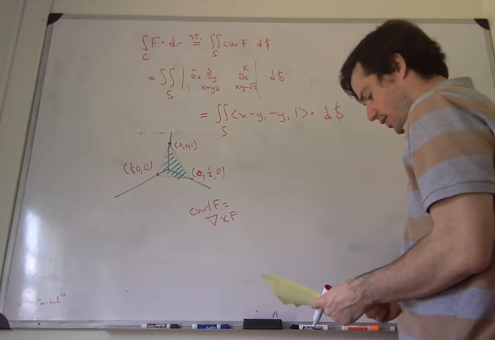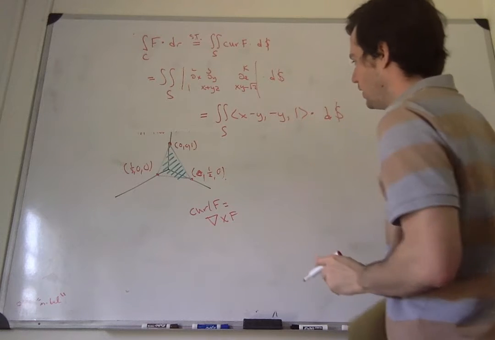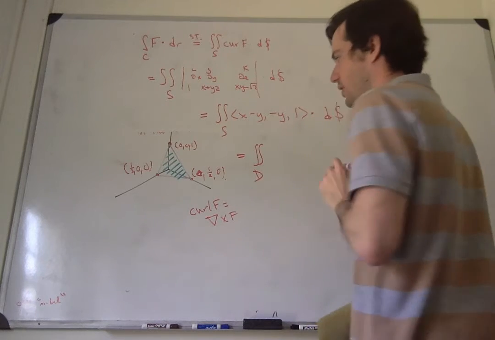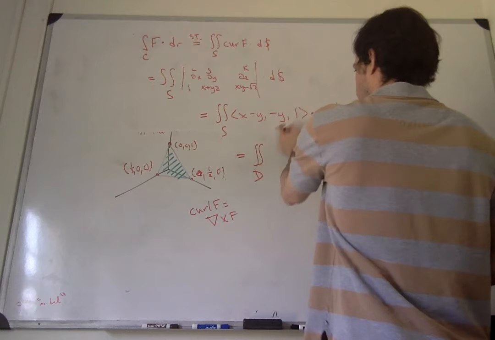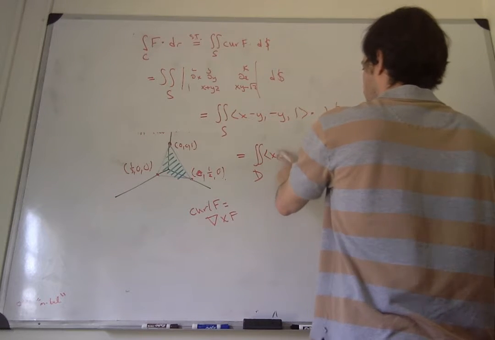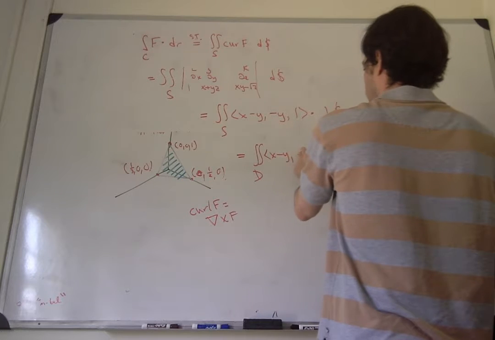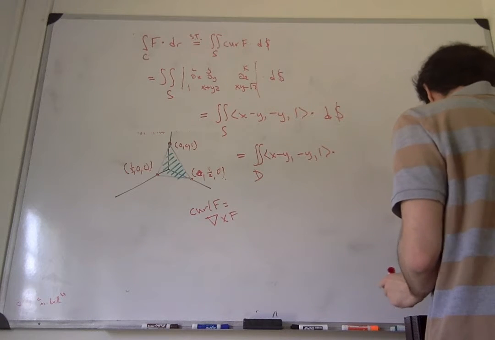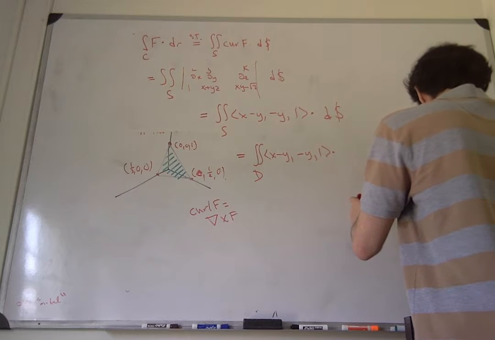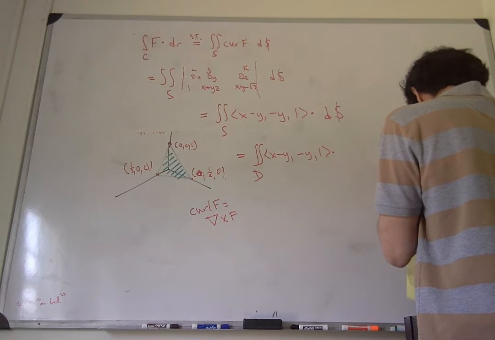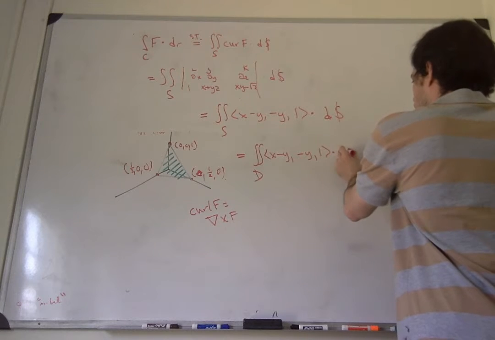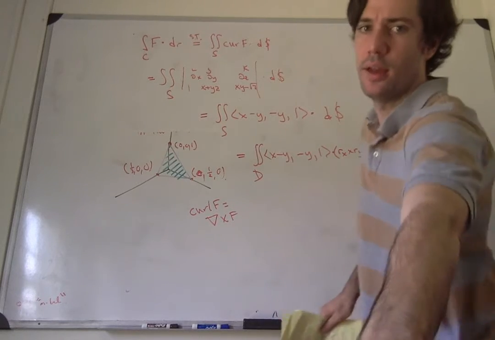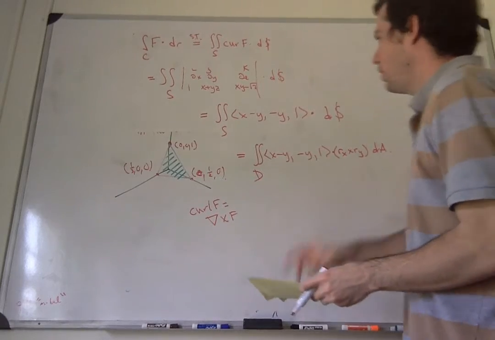We're not quite done. I have this thing here, I don't really like it, so what I can do is convert it to the double integral over domain D, and then rewrite this down here, x minus y, 1, dot r_x cross r_y dA. Okay, so what is this r_x, r_y?